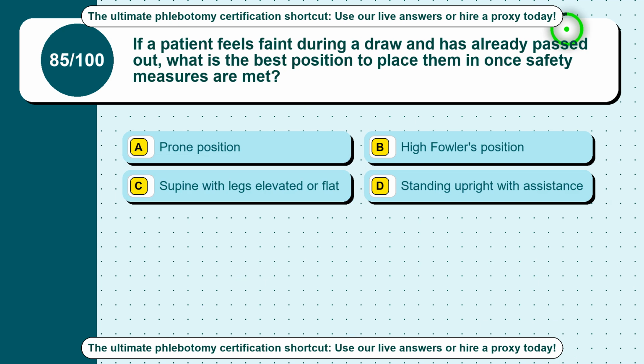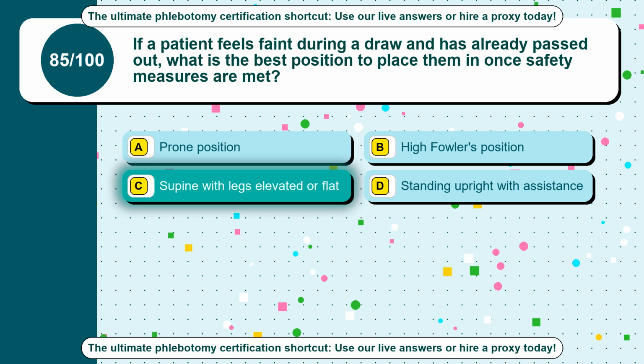Question 85. If a patient feels faint during a draw and has already passed out, what is the best position to place them in once safety measures are met? Option A. Prone position. Option B. High Fowler's position. Option C. Supine with legs elevated or flat. Option D. Standing upright with assistance. The correct answer is option C.